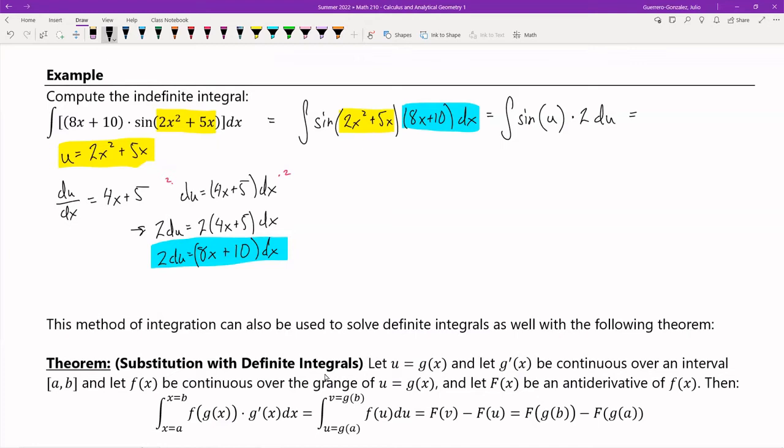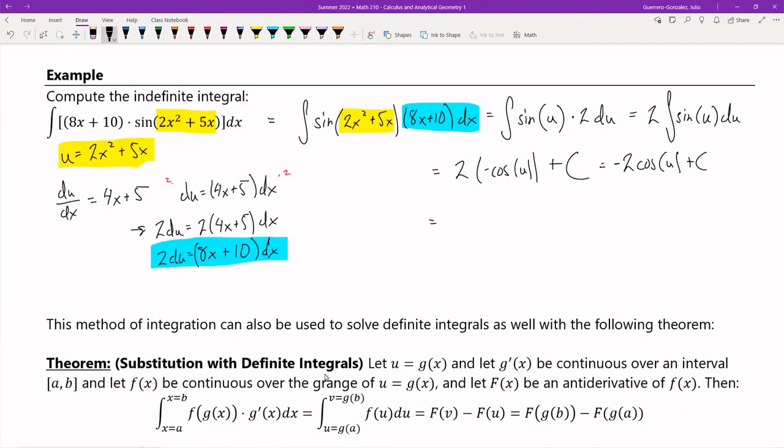Now I'm going to use one of the principles from integration. Since there's a constant in there, it's times 2, that 2 gets to pop out. So this is equivalent to 2 times the integral of sine of u du. We're going to use the same thing that we did before. We know that the integral of sine is negative cosine. So this is going to be 2 times negative cosine of u plus a constant c. So it's going to be negative 2 cosine of u plus c.